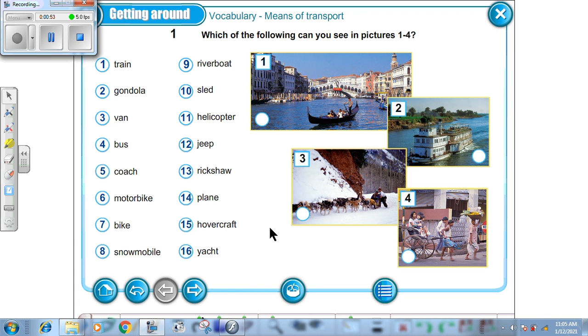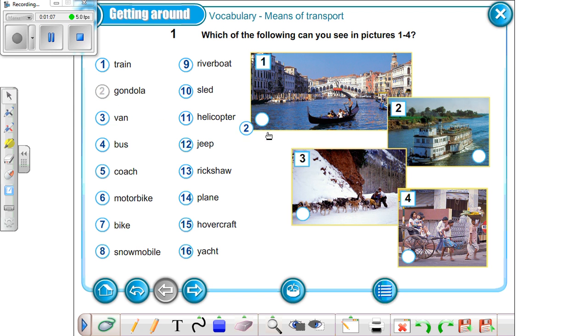What is it? It's a gondola. Okay, what about picture number two? What is it? It's a river boat. Number three. What is it? Yes, it's a sled. Number four, what is it? This is a rickshaw. Rickshaw.